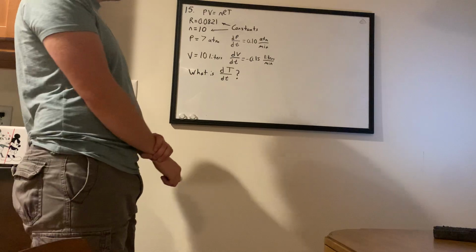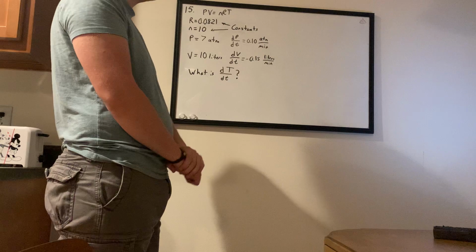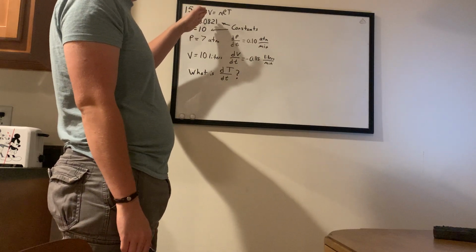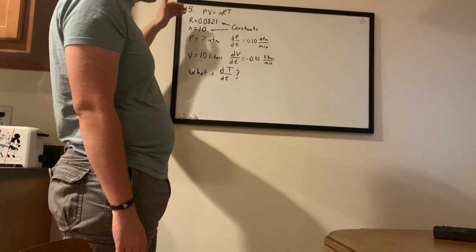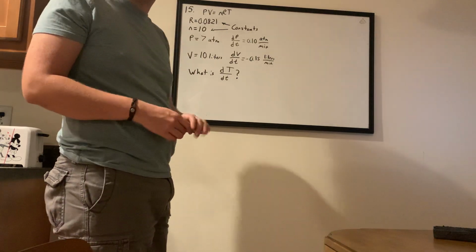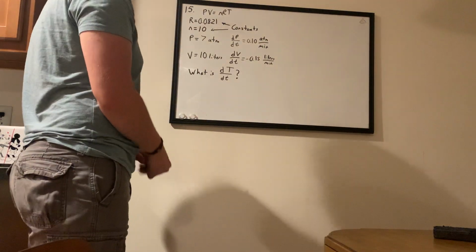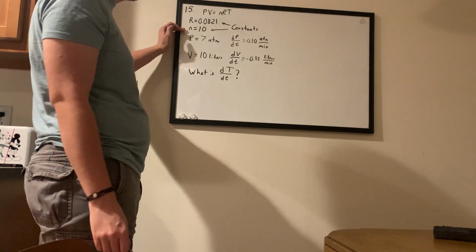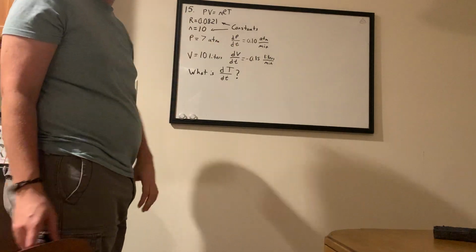So number 15 gives us what's called the ideal gas law, which essentially relates pressure and volume to a temperature with a couple of constants mixed in, which is this R, called the gas constant, and then N, which is the amount of moles that you have. We're given the value of these two constants in the problem, okay? Note that N is a constant indeed.